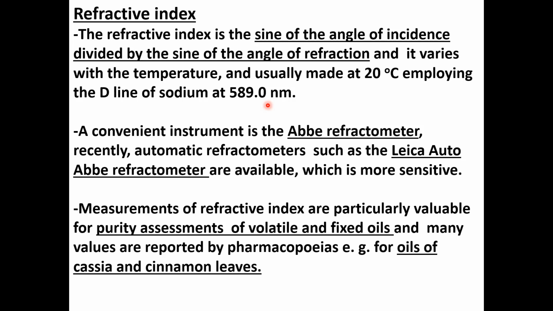The instrument used to measure the refractive index is the Abbe refractometer, and more recently we have automatic refractometers called Auto Abbe refractometers. It is used for measuring the refractive index of oils, volatile and fixed oils. For example, you can differentiate or detect the adulteration of cinnamon oil by other oils such as cassia oil using this measurement.